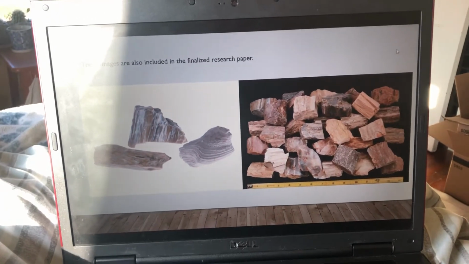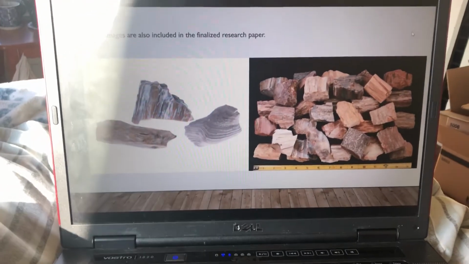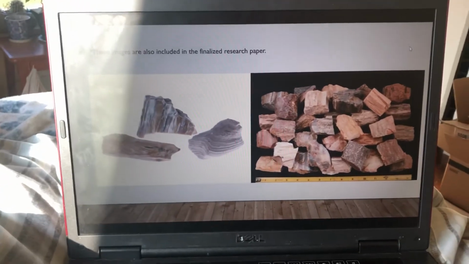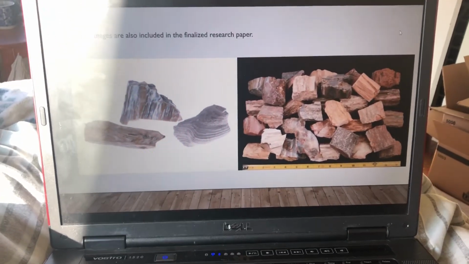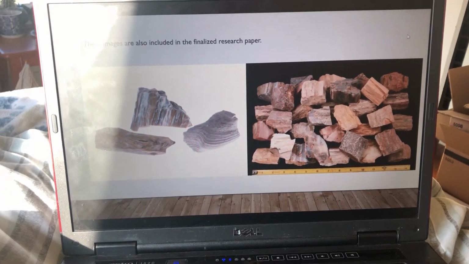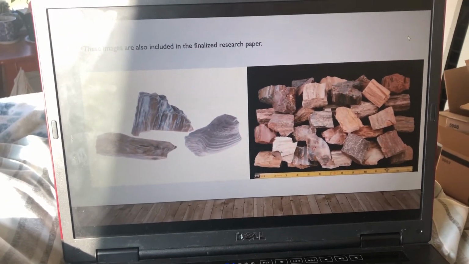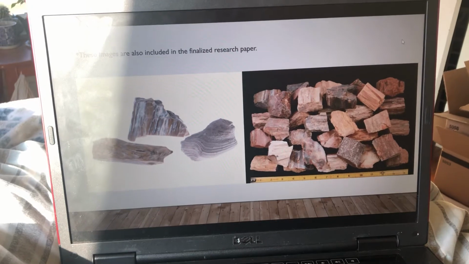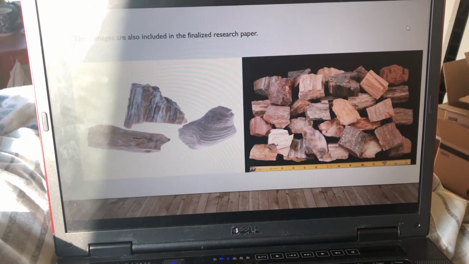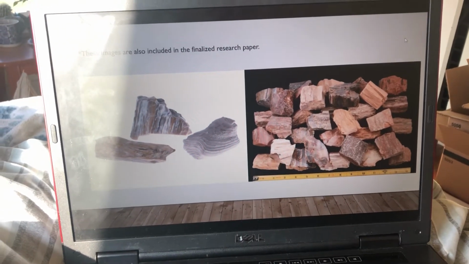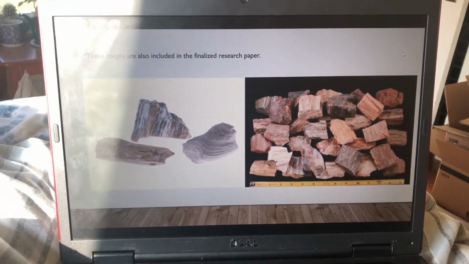Temperature, pressure, and pH also play a role in the environmental factors of petrifying wood, because wood's organic material cannot withstand temperatures that are too high or pressures that are too high, and wood chemically breaks down at pH levels lower than 4.5 and higher than 7.